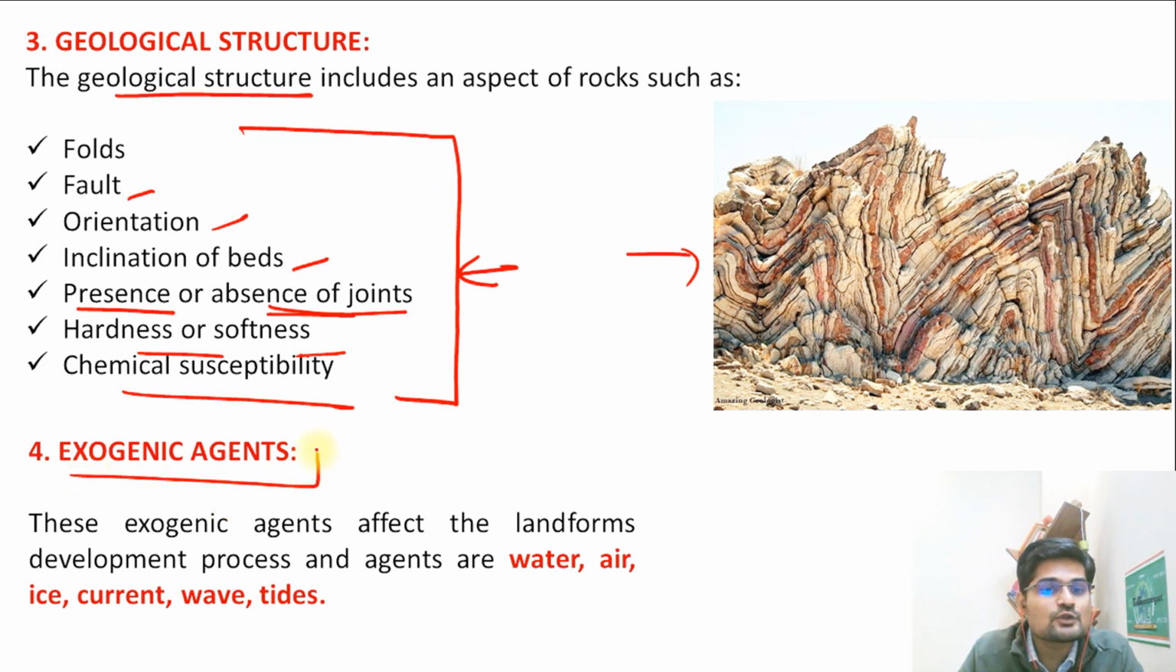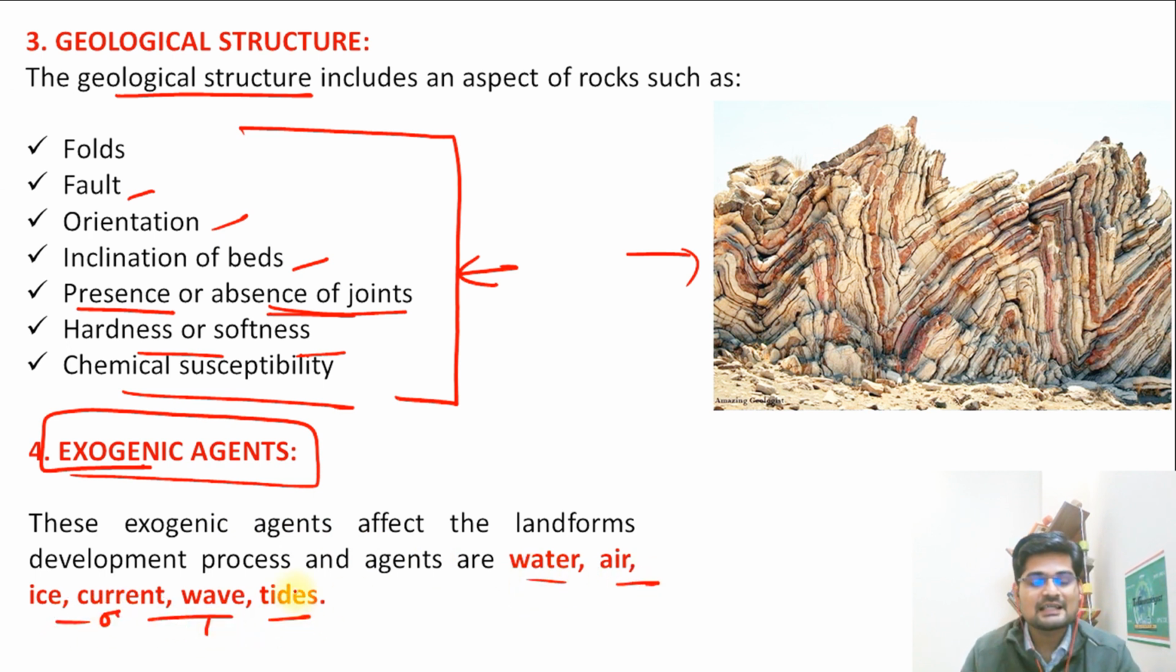Then we have the exogenic agents like water, air, ice, ocean currents, waves and tides. Remember, these are external factors that influence the evolution or development of landforms. We have learned about all these processes in different forms: fluvial geomorphology, aeolian geomorphology, karst, coastal. All these processes are part of the exogenic agents, and they have different erosional landforms and different depositional landforms. That is important to remember.